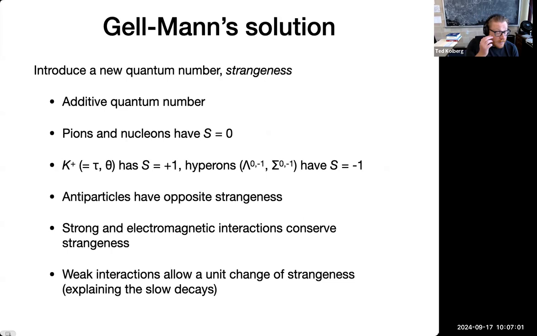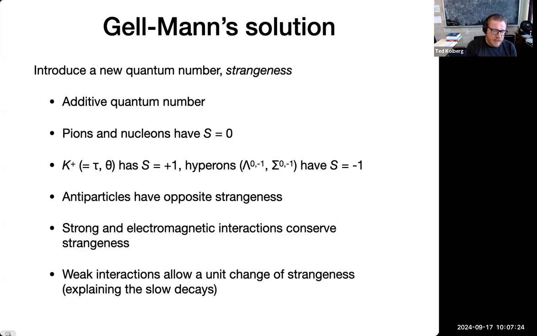And this is the slide we left off with last time, which was to introduce a new quantum number, which he called strangeness. And the reason for the name is that it was considered strange that these particles could live for so long, despite their large masses, larger than the stable nucleons that we knew about. So this new quantum number strangeness is an additive quantum number.